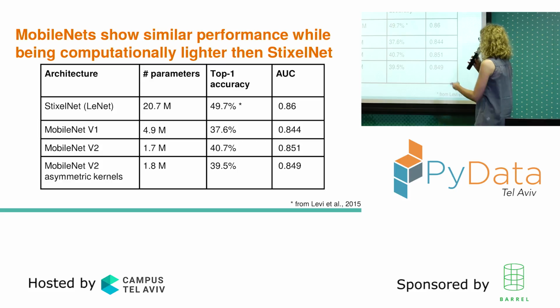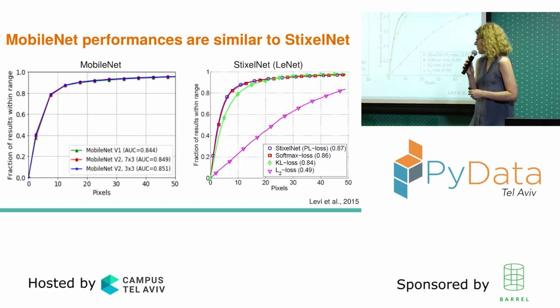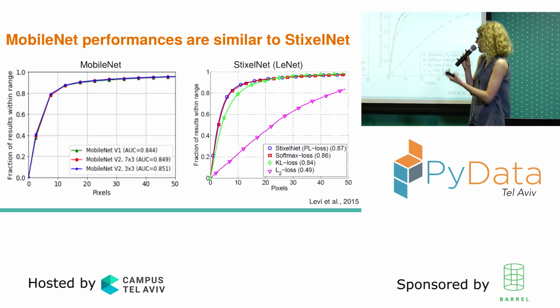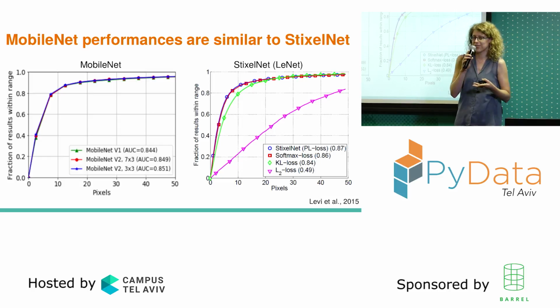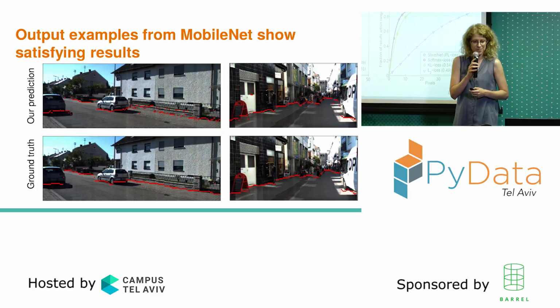And when we're looking at the AUC, we can see that the results are very, very similar. We basically got the same performance. If we look at it as a graph, on the right you see the graph from the paper. We're comparing to the softmax loss because it's a classification problem. And on the left you can see our results. In all of them, the area under curve is about 0.84, or 85 or 86 in the StixelNet paper. We were very satisfied with those results.